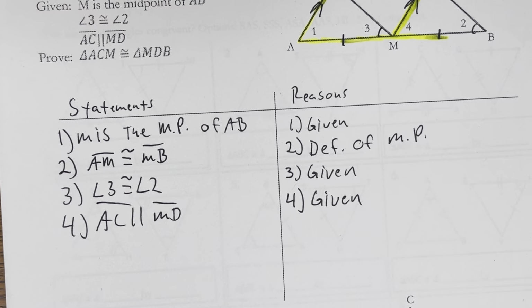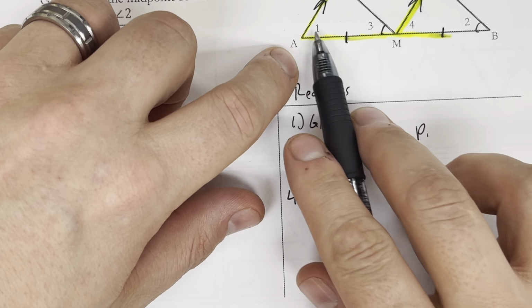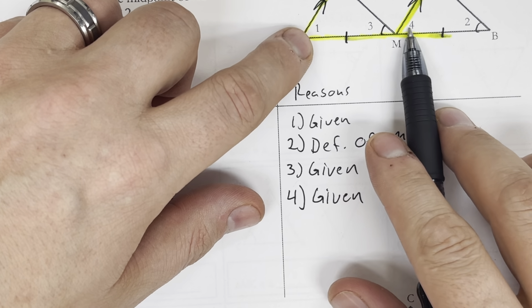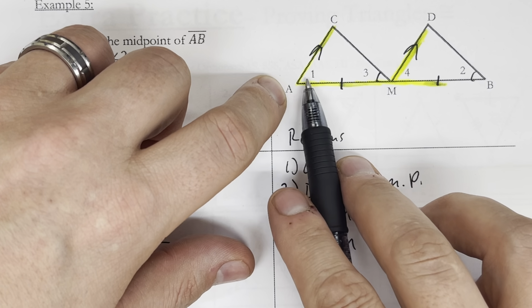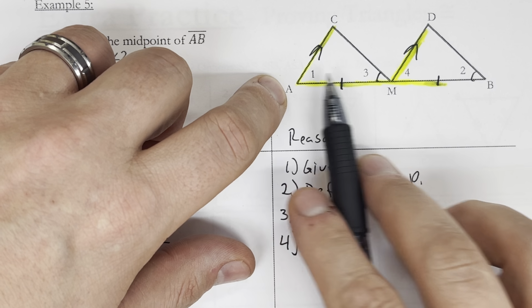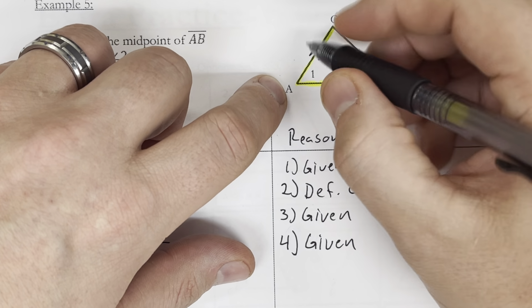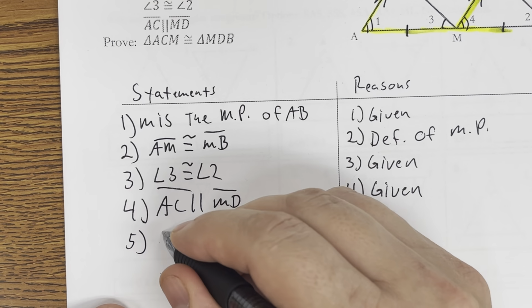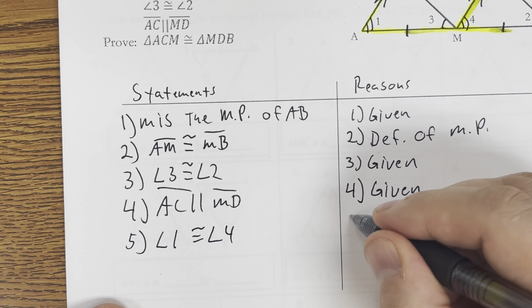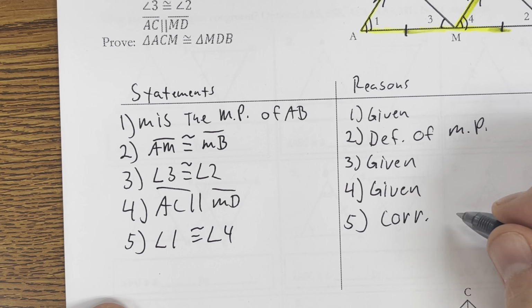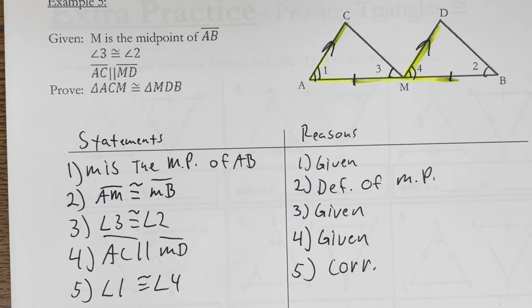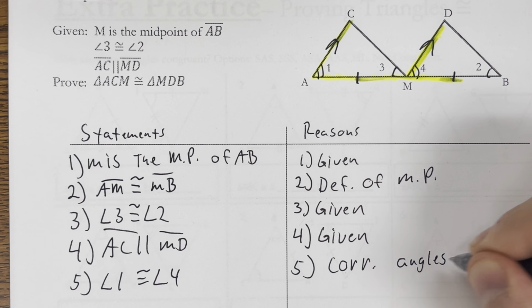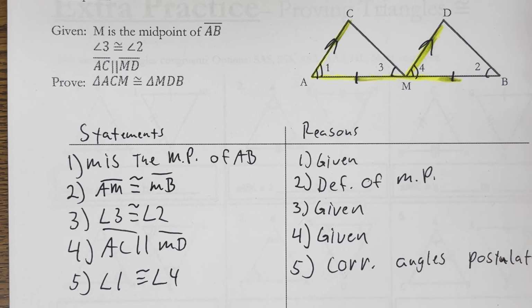Well, this diagram is super difficult to notice this, but with this transversal and these two parallel lines, angle 1 and angle 4, those are corresponding angles, okay? Angle 1 is above the transversal to the right of the line. Angle 4 is also above the transversal to the right of the line. So angle 1 is congruent to angle 4. And those are corresponding angles. So that was the corresponding angles postulate. If we had parallel lines, the corresponding angles are congruent, which we did.